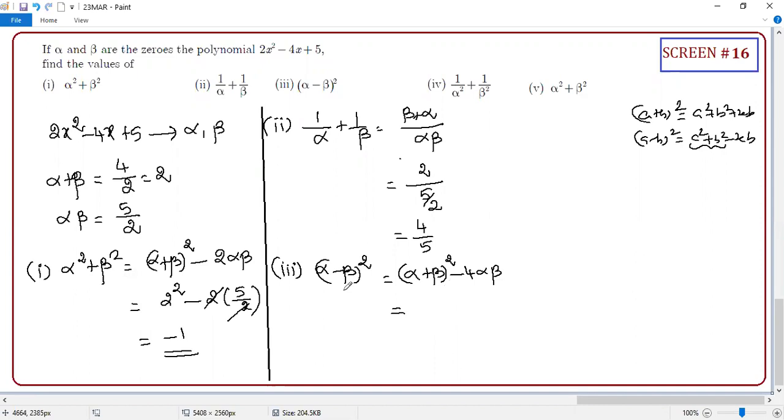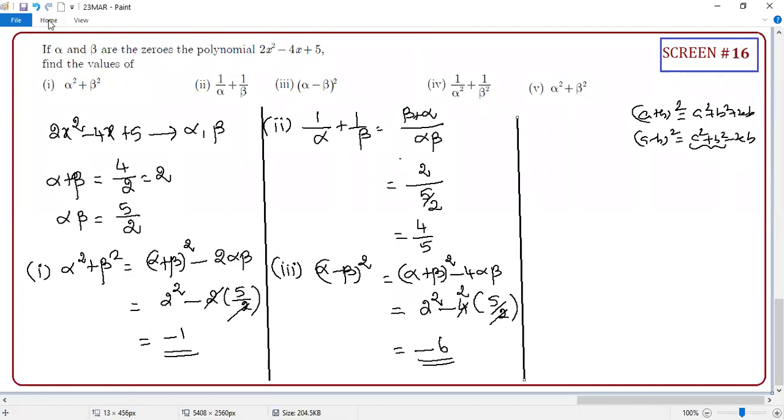So remember this identity. What is alpha plus beta the whole square? 2 square minus 4 into alpha beta, which is 4 into 5 by 2. What is the answer? 4 minus 10, minus 6. Any doubt? No, sir. What is the next?